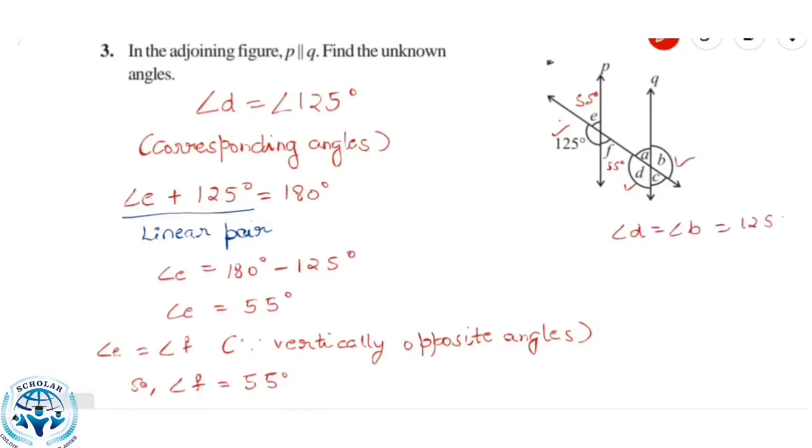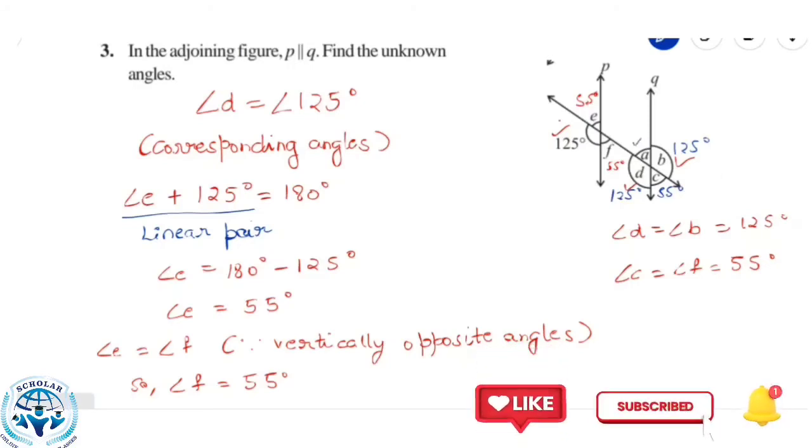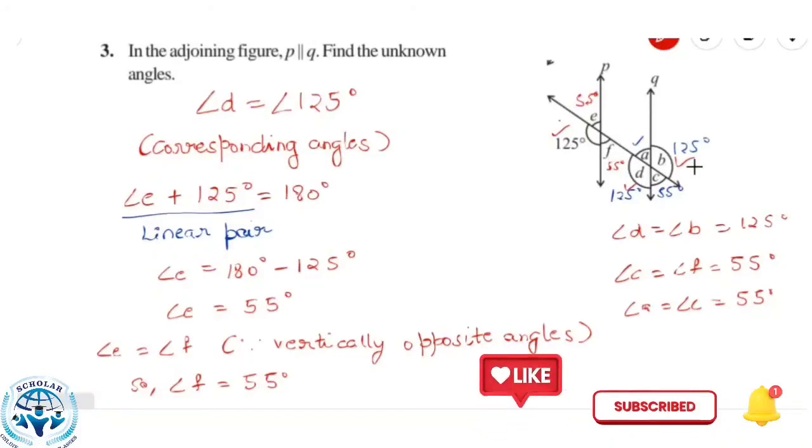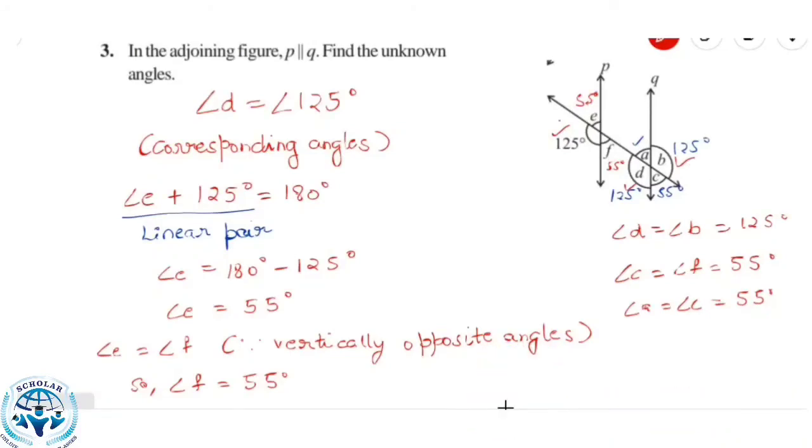Angle D is equal to angle B, vertically opposite angles. If D is 125, B will also be 125. C is equal to angle F, corresponding angles, 55 degrees. So now all the angles are known besides angle A. Angle A and angle C are again vertically opposite angles, so they will also be equal to 55 degrees.